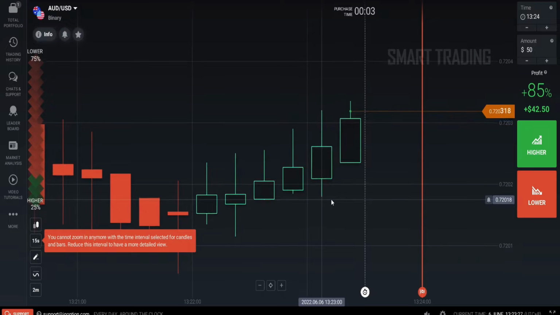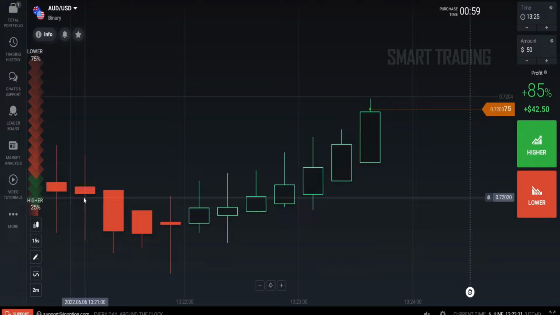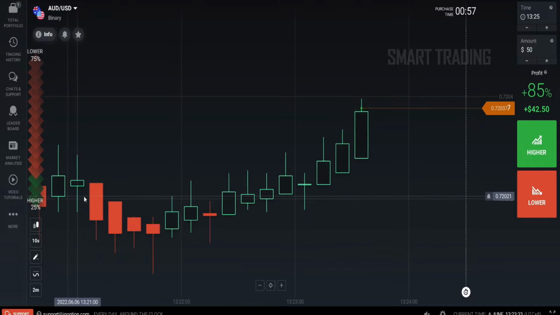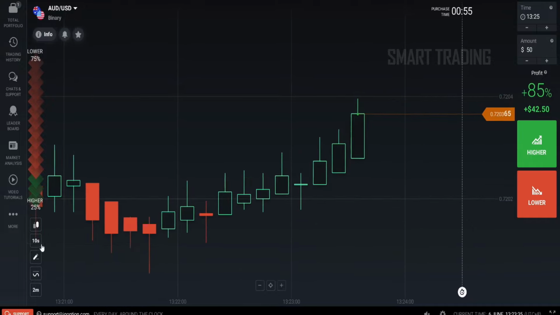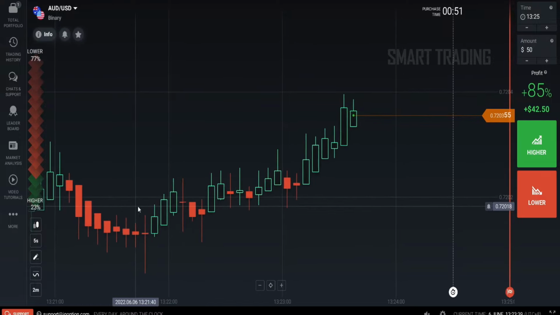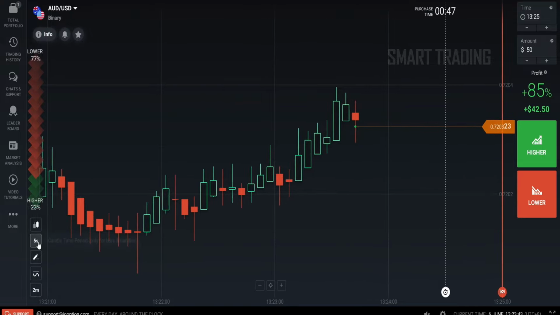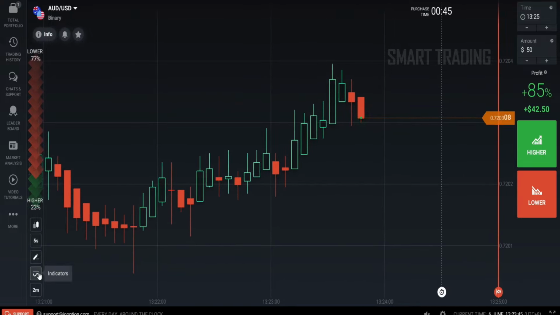Trading IQ Option with the use of a simple strategy. I use it on normal trading days. I traded with a 2-minute time frame with a candle time period of 15, 10, or 5 seconds. It depends on my trading perspective. Okay, we're all set up.